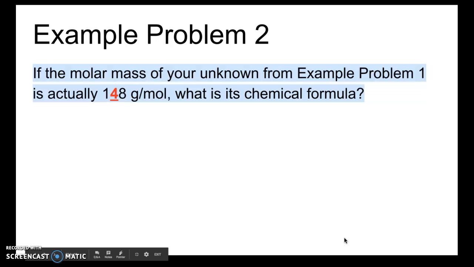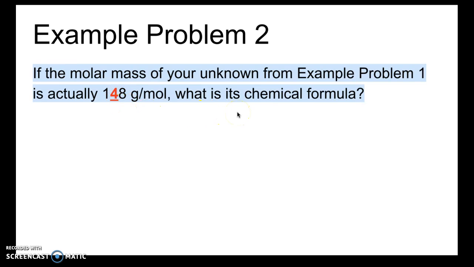Okay, now we're going to use this information to get the molar mass of an unknown. And we're going to use the information from example problem 1. Before we go on, please make this correction here. The molar mass of the unknown should be 148 grams per mole, not 108 grams per mole. So please change that 0 to a 4.